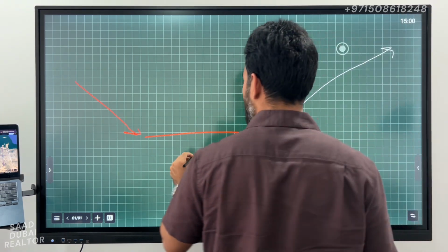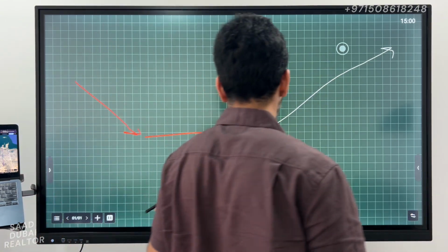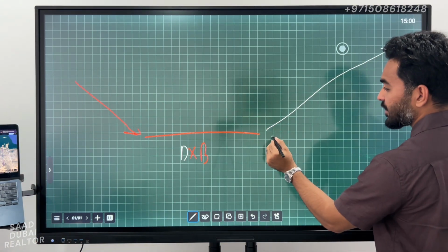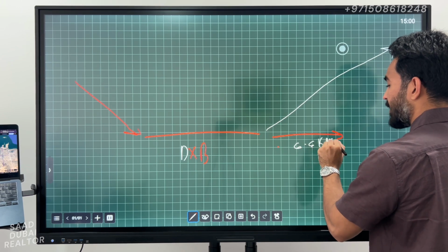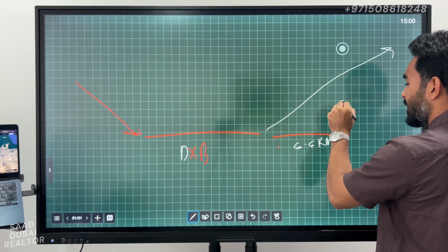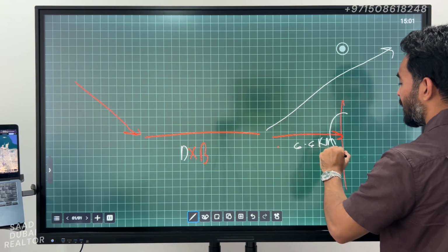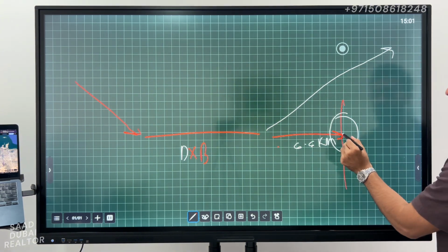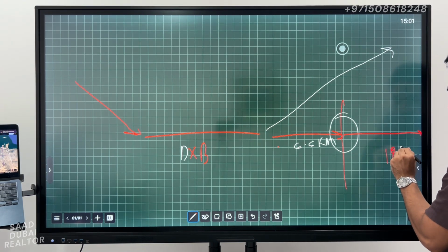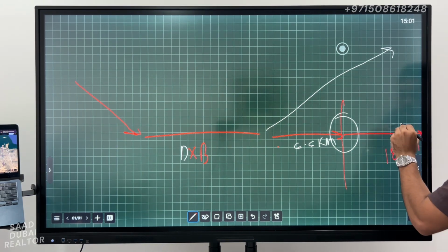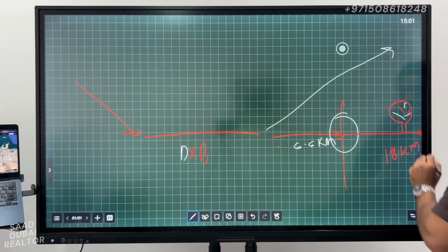If for example this was Dubai International Airport, 6.6 kilometers is the red zone, okay? And Dubai Islands kind of falls in this area. Now Palm Jebel Ali is in the 18 kilometer range. This is where the palm is, okay?